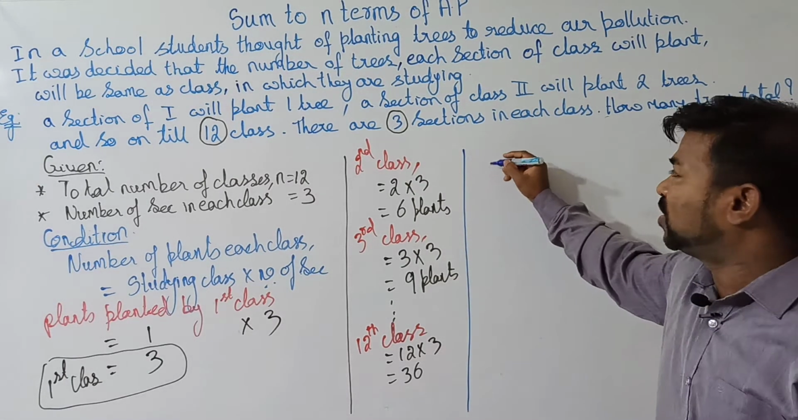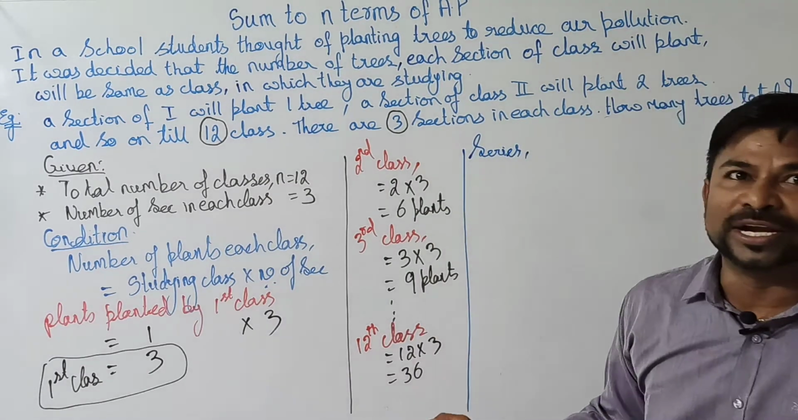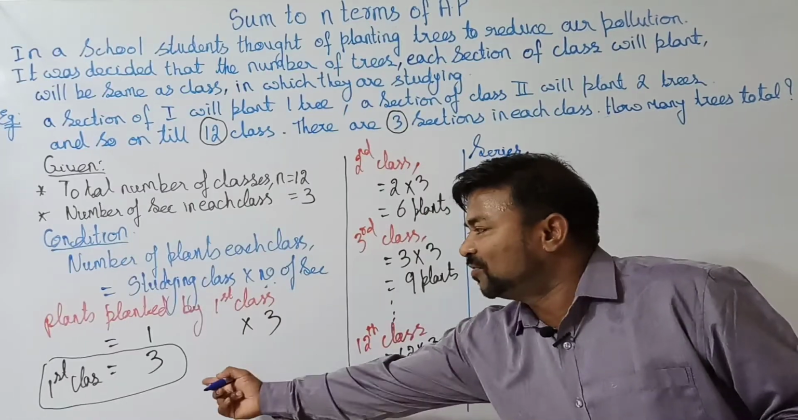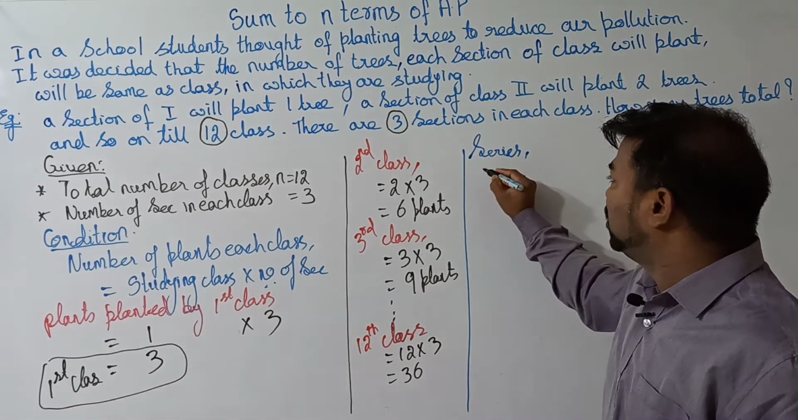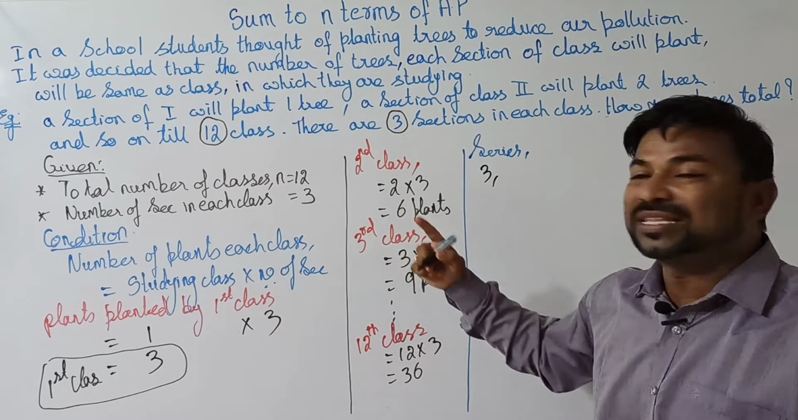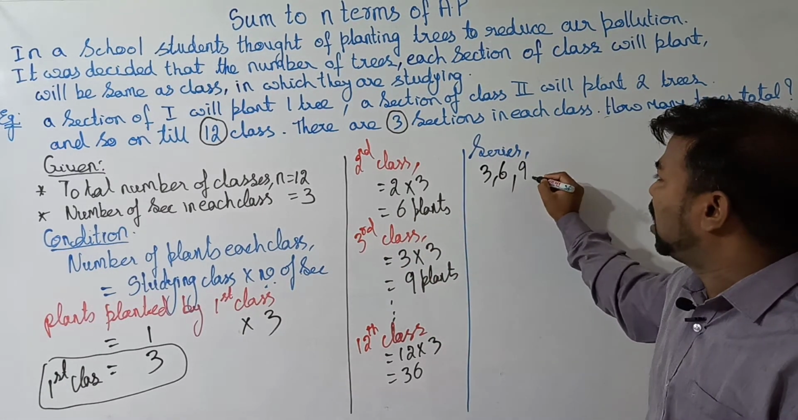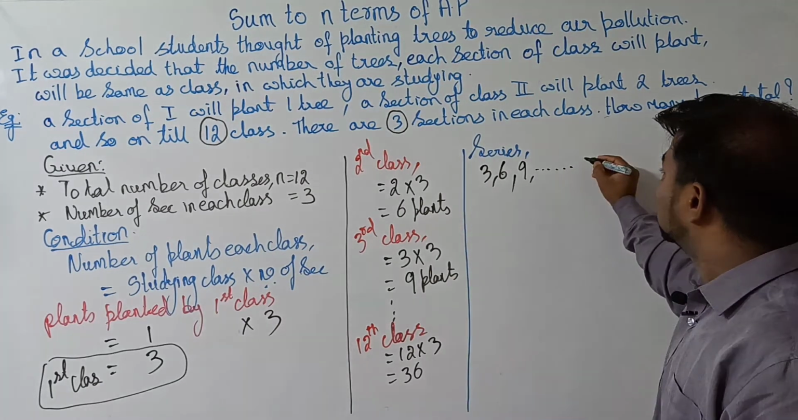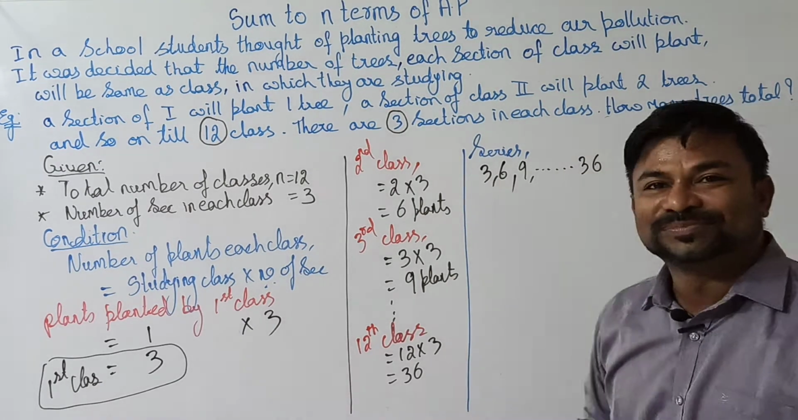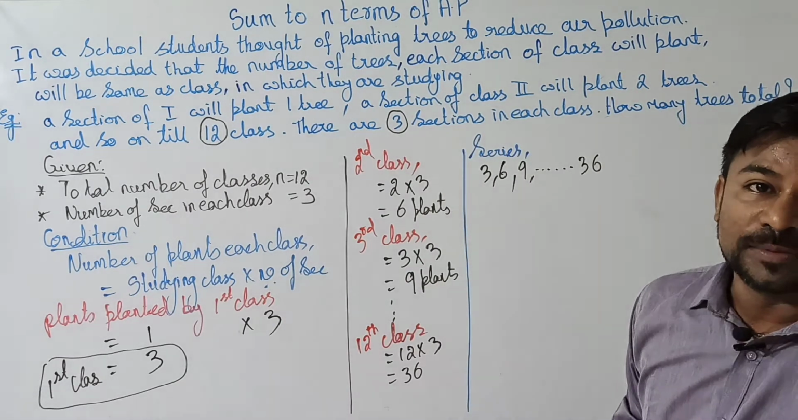So let us write the series. We don't know what kind of series it is. Now let us take the first one. How many plants are they planting? It's nothing but 3. Let us go for the second class. They are planting 6. Let's go for the third, 9, and so on. How many plants planted by the last class? It's nothing but 36. Now if you check it out, can I say they are following an arithmetic series?